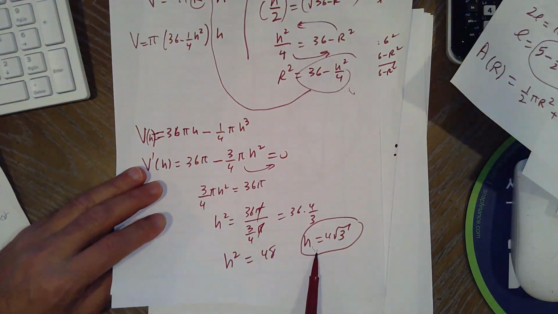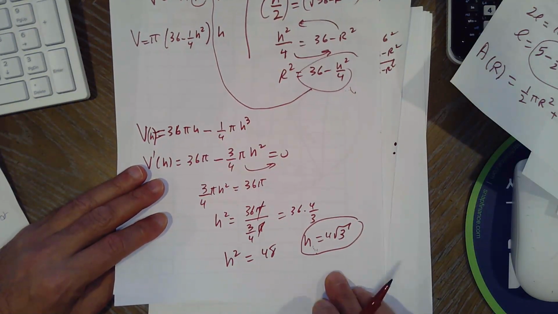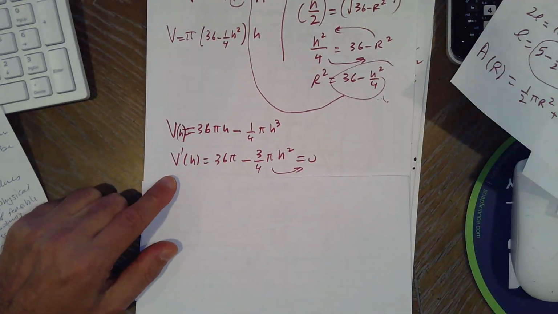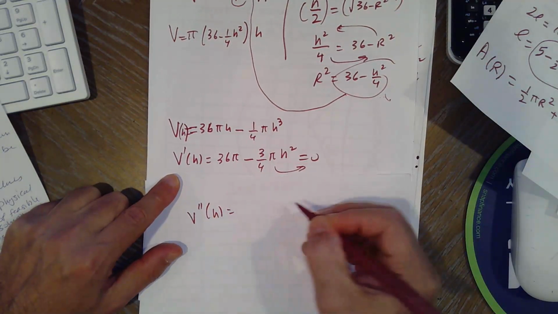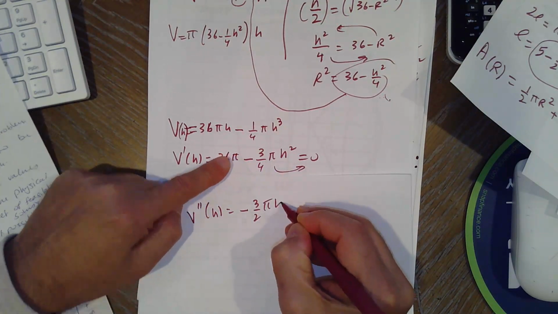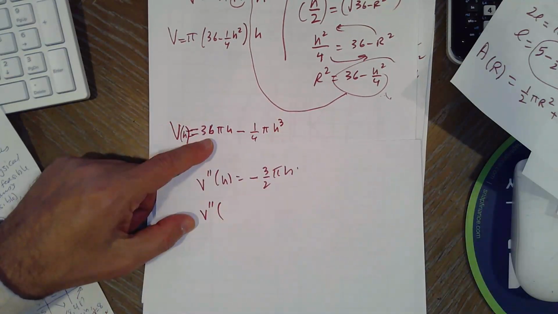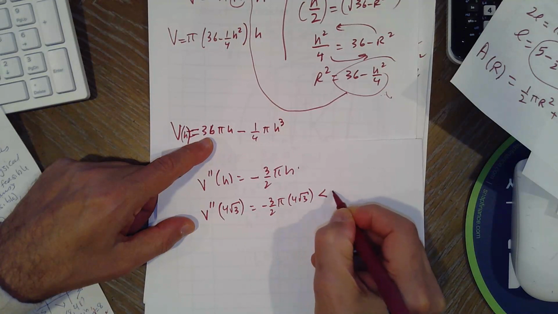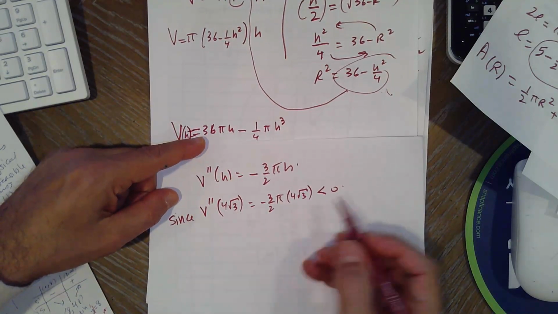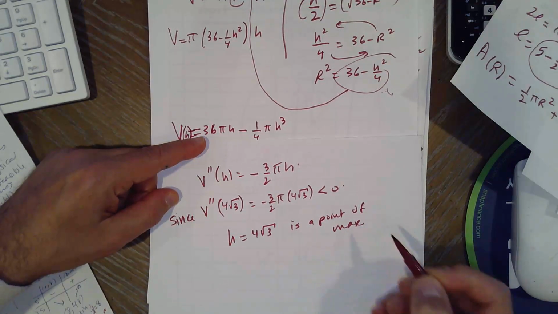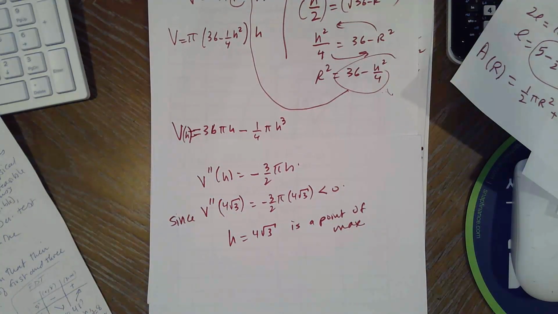Again, since this is the only critical value, it must be a point of maximum, because they're saying find. They're not saying check. If they want you to check, you can find the second derivative. I'll do that right now. If you find the second derivative, that's a zero. So that's a constant. 2 times 3 is 6 fourths, or 3 halves pi h. If you do V double prime at 4 root 3, it's negative 3 over 2 pi times 4 root 3, which is negative. That's all I care about, since the second derivative at 4 root 3 is negative. So h equals 4 root 3 is a point of max. Okay, critical value, when you plug it into the second derivative, if it gives you a negative, you get a max. If it gives you a positive, you get a minimum.